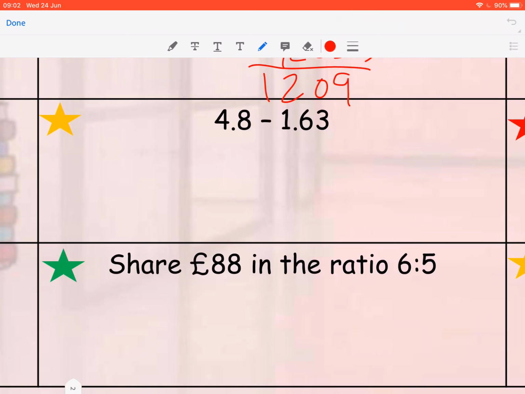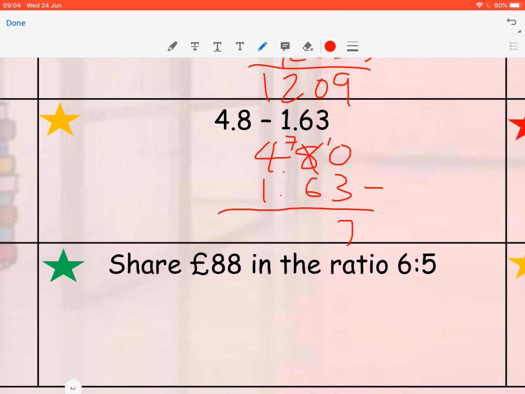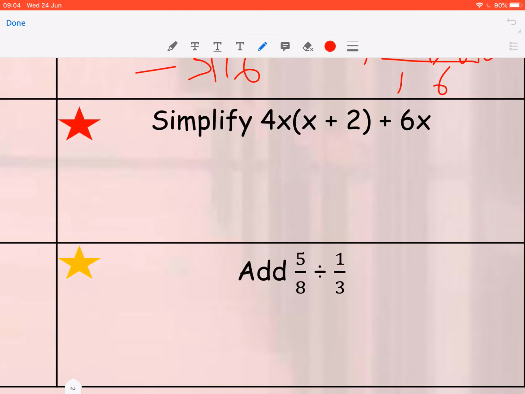4.8 take away 1.63. Now, different to hugging the right hand side, we're going to line the decimal points up correctly. 4.8, 1.63. So they don't all hug the right on this one. Make sure the decimal points are lined up perfectly. Any gaps, fill them in with a 0. 0 take away 3, I can't do it, so I'm going to change the 8 into a 7, and give 1 over to the 0 to make it into a 10. 10 take away 3 is 7. 7 take away 6 is 1. 4 take away 1 is 3. 3.17.